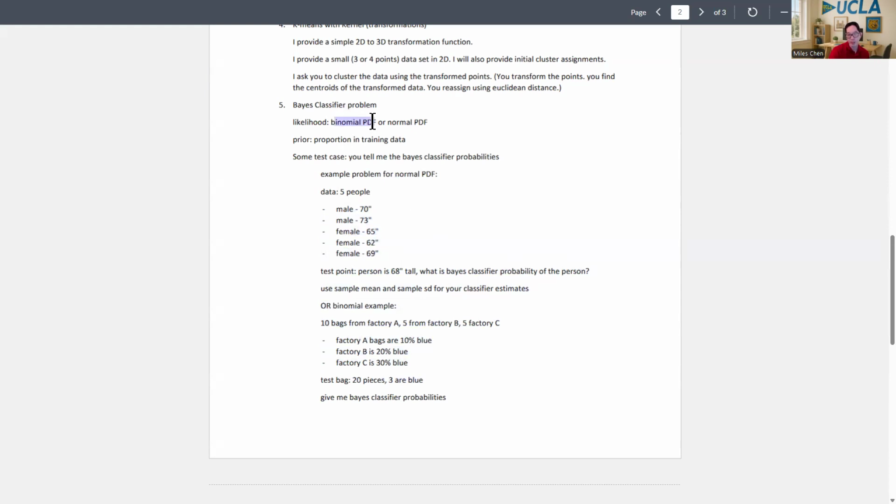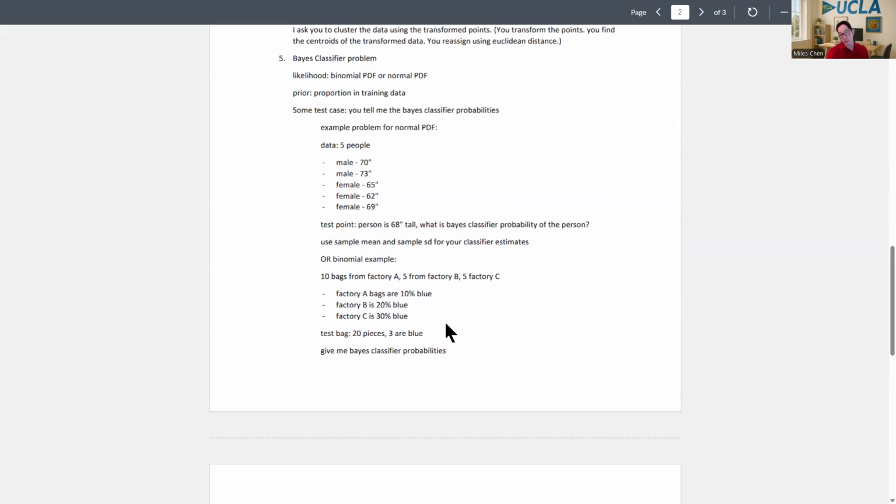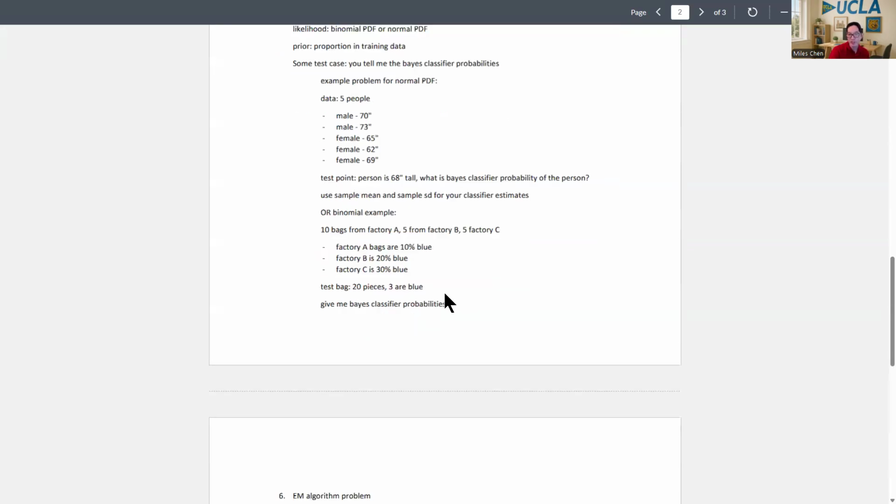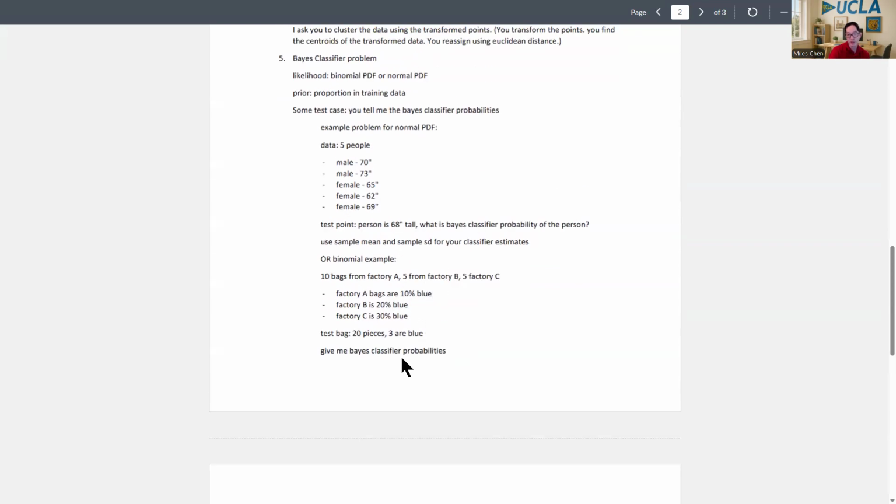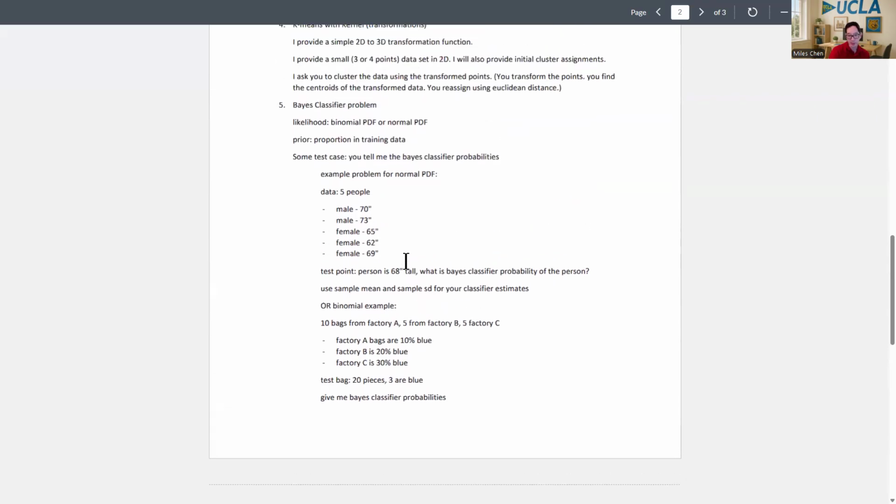An example for binomial would be something like the marbles from the different factories. So you've got different bags. 10 are from factory A, 5 from factory B, 5 from factory C. And then when you open them up, factory A is 10% blue, factory B is 20% blue, factory C is 30% blue. Let's say you open up a bag, there's 20 pieces and 3 are blue, so that's 15% blue. And then based on that, give me the probability that it's from factory A, B, or C. Okay. So these are some examples regarding the Bayes classifier.